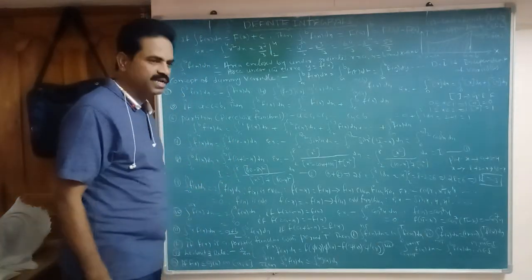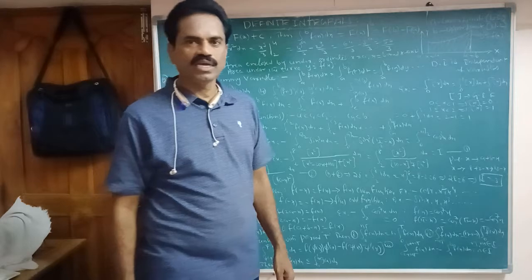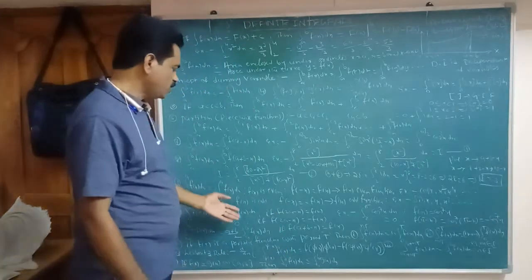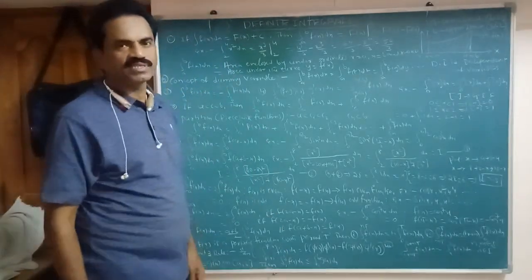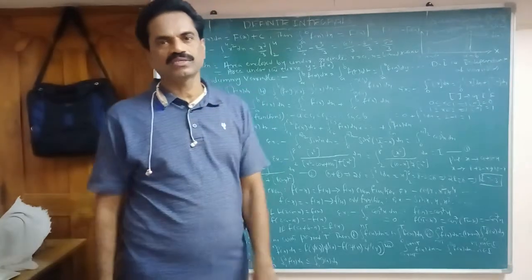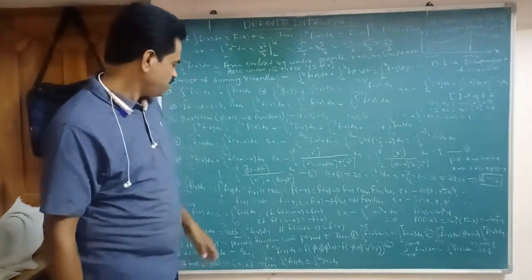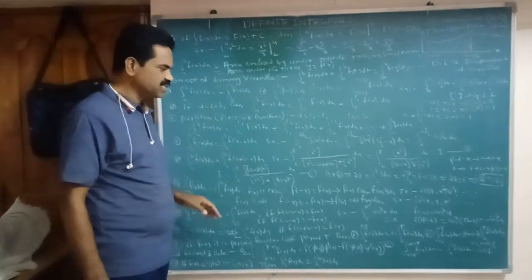Next property: integral 0 to 2a f of x dx equals 2 times integral 0 to a f of x dx, if f of 2a minus x equal to f of x. If f of 2a minus x equal to minus f of x, it is 0.